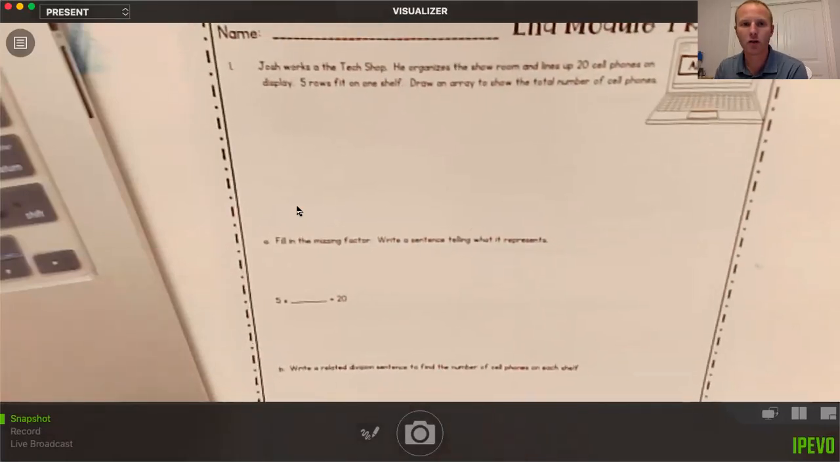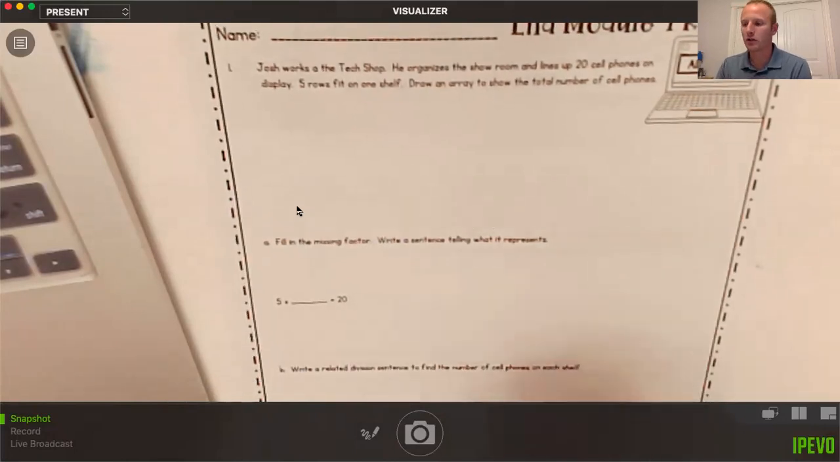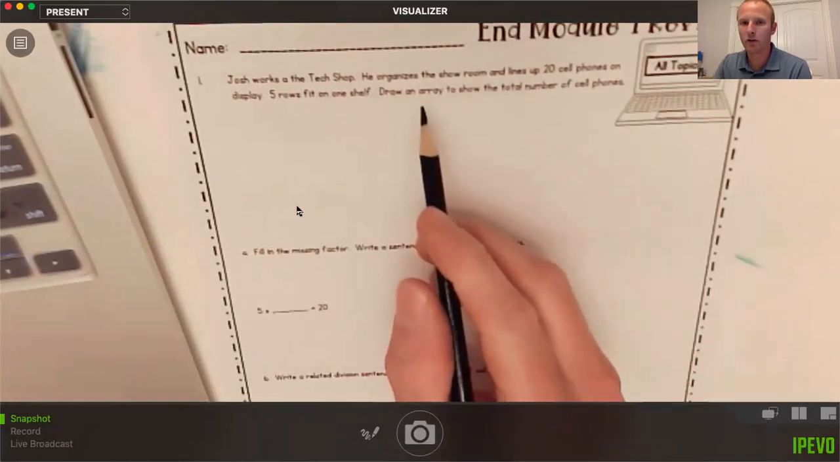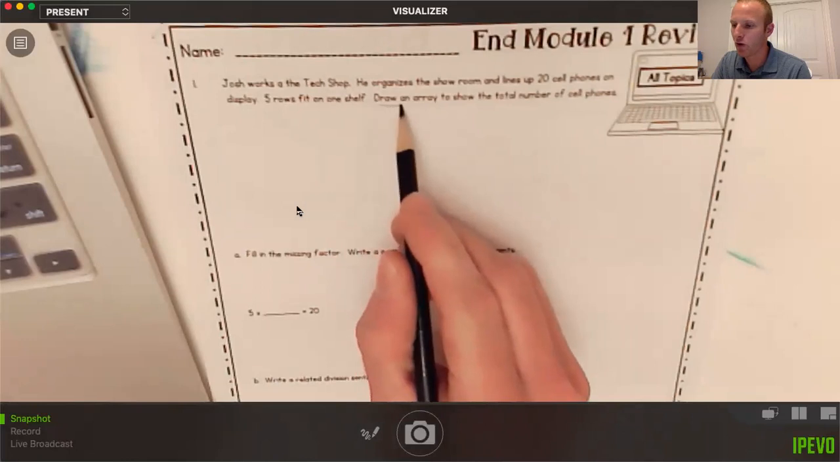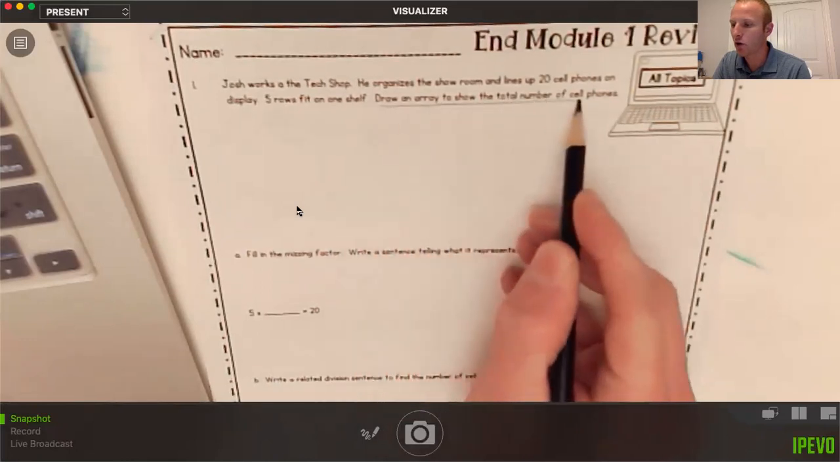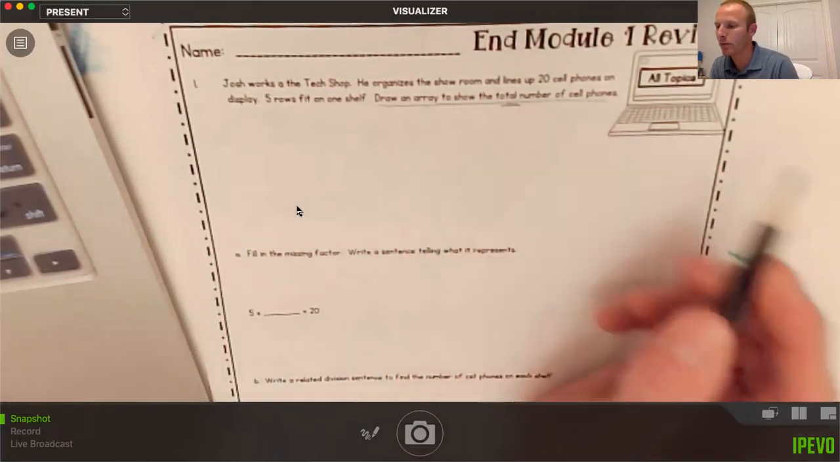It says, Josh works at a tech shop. He organizes the showroom and lines up 20 cell phones on display. 5 rows fit on one shelf. Draw an array to show the total number of cell phones. So I always like to start by figuring out what it is they're asking me to do. And the first thing they want me to do is draw an array to show the total number of cell phones.